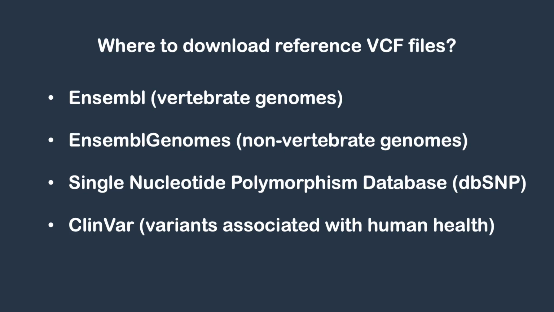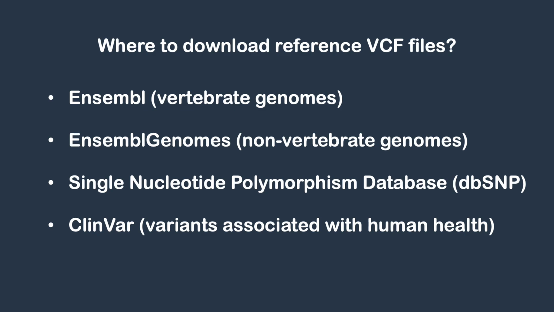Now, if you're generating VCF files for your own study, you'll want to know if those variants have been seen before and what their functional or clinical impact might be. And there are reference files in VCF format for exactly this purpose. If you're working with vertebrate or non-vertebrate genomes, you can find reference VCF files in the Ensembl and Ensembl Genomes databases. If you're working with human data, you can find high-quality reference VCF files and variant annotations in the Single Nucleotide Polymorphism database, also called dbSNP.